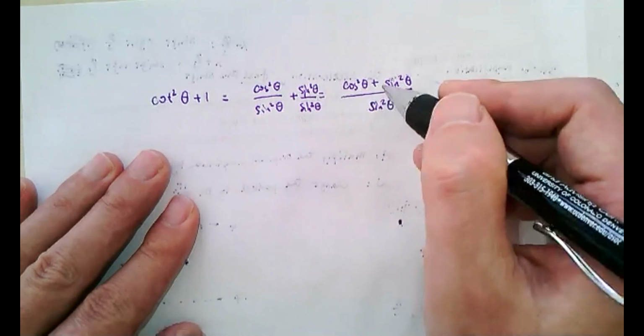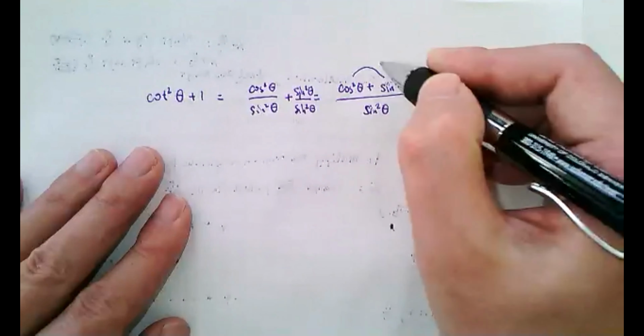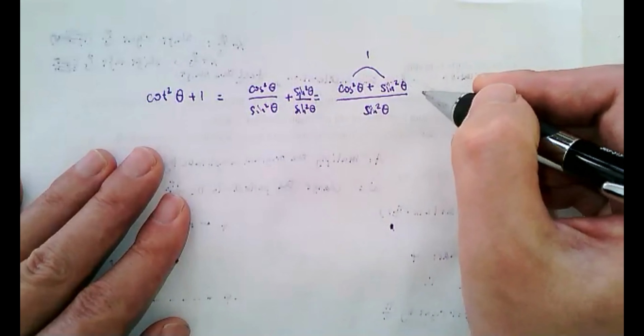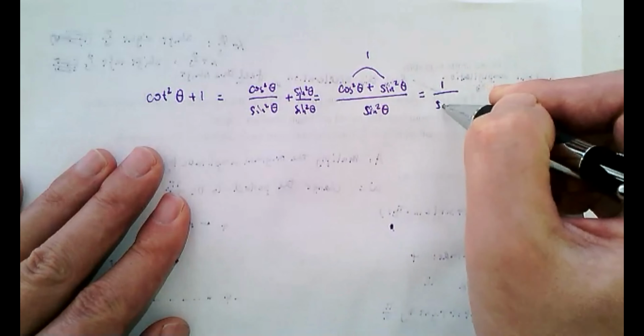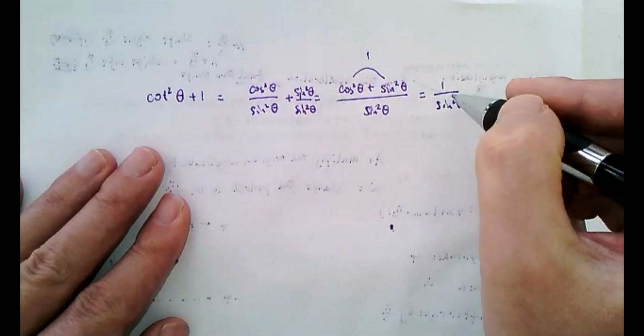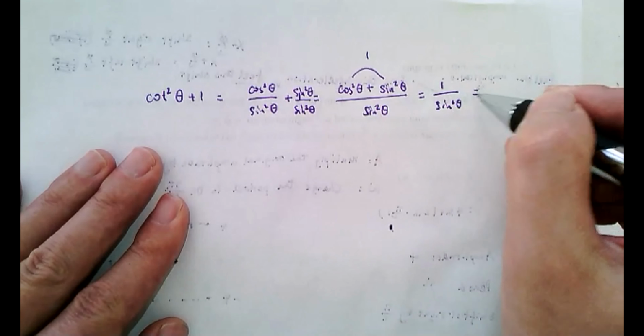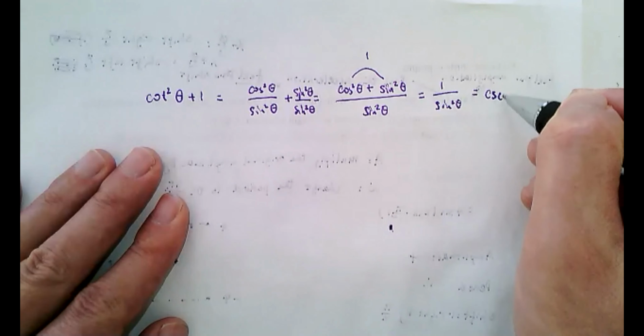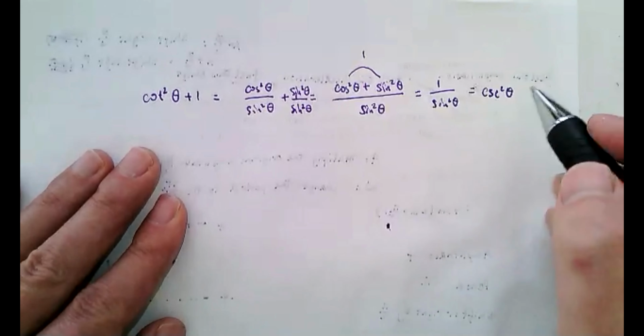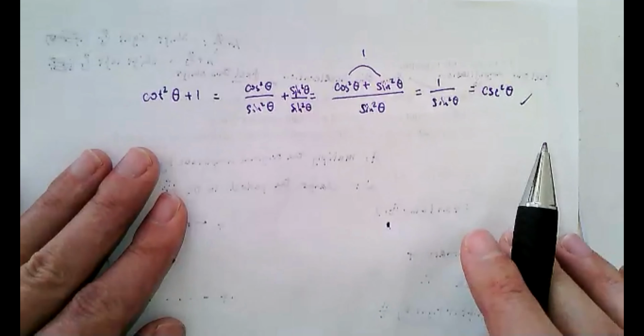So then by the Pythagorean theorem, once they are added, you got a 1. Do you agree? Yeah, that makes sense. Okay, then you got, this is just cosecant squared theta. That's it. Thank you so much.